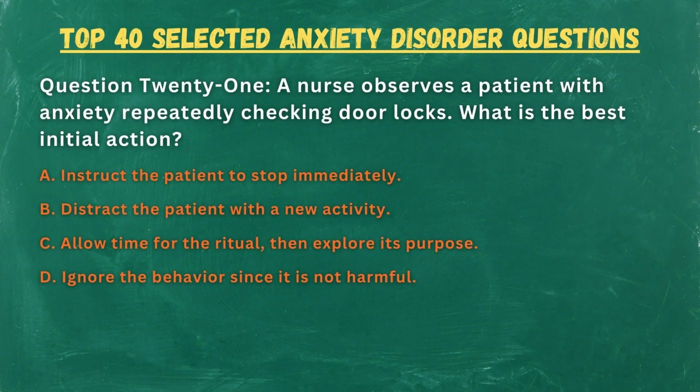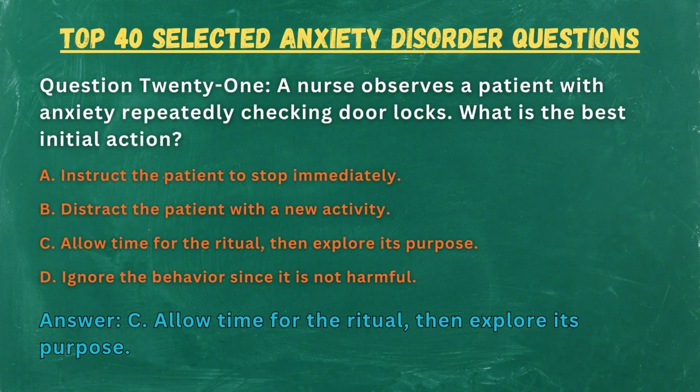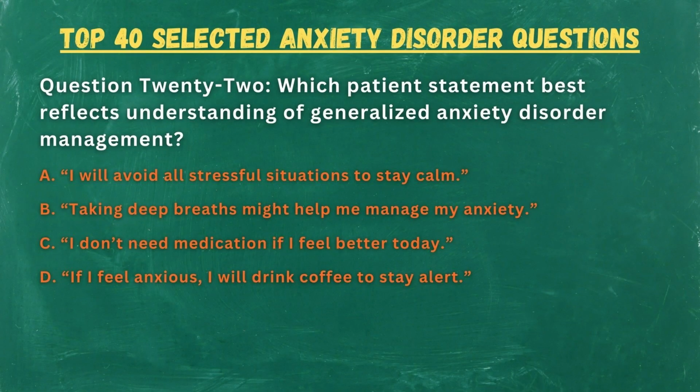Question 21. A nurse observes a patient with anxiety repeatedly checking door locks. What is the best initial action? A. Instruct the patient to stop immediately. B. Distract the patient with a new activity. C. Allow time for the ritual, then explore its purpose. D. Ignore the behavior since it is not harmful. Answer: C. Allow time for the ritual, then explore its purpose.